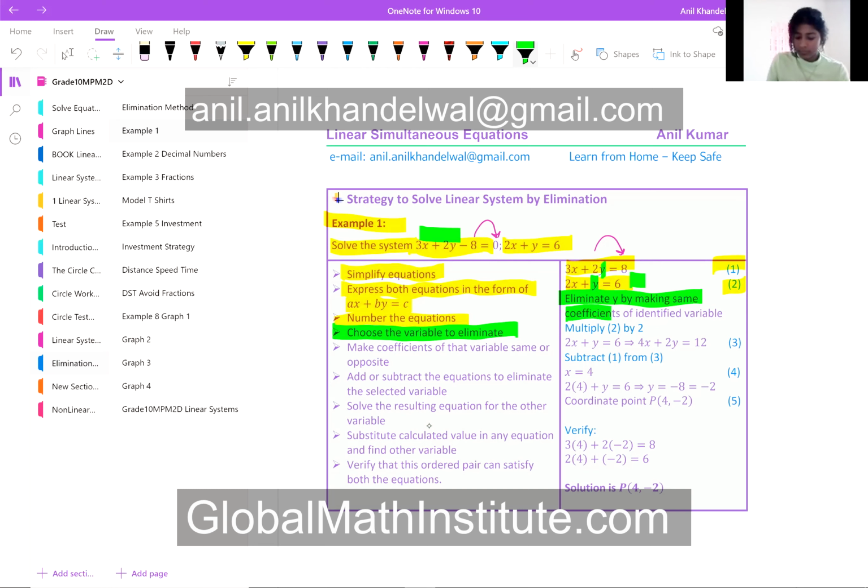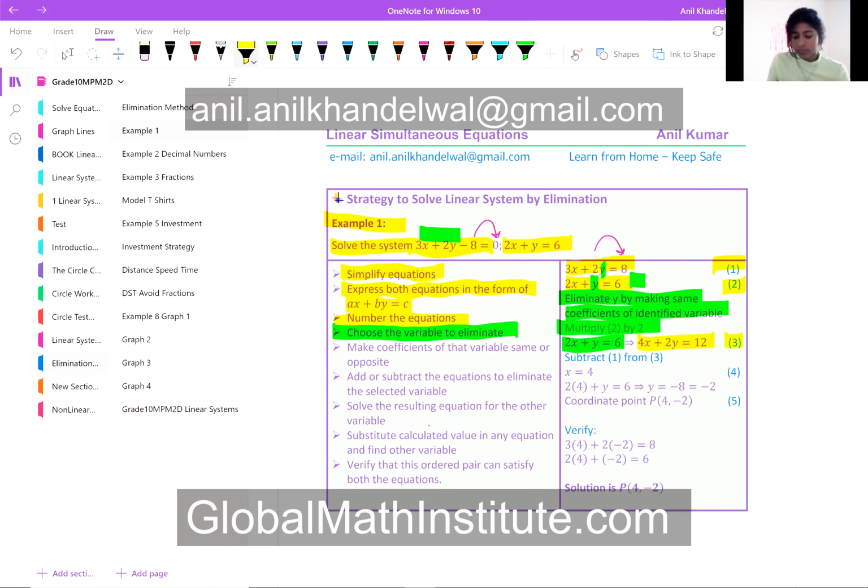So we have selected to eliminate y. So we have to make their coefficients identical. How can we do that? We can multiply the second equation by 2. So when I multiply the second equation, which is 2x plus y equals 6, what do I get? Every coefficient gets multiplied and the number 6 gets multiplied by 2. We have 4x plus 2y equals 12. We numbered this as our equation number 3.